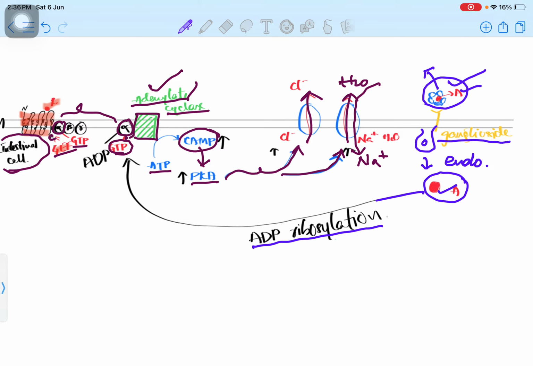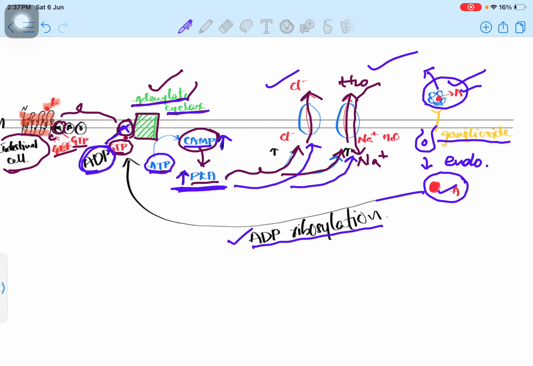But the A subunit will do ADP ribosylation of the adenylate cyclase. Meaning what will it do? It will attach ADP on this alpha subunit. So here you can see the ADP gets attached on the alpha subunit. So the ATP continuously forms cAMP. So the cAMP concentration increases in the cell. Because of that, PKA concentration also increases, and because of this they will attach, and constantly it will remove the water and chloride from the body.